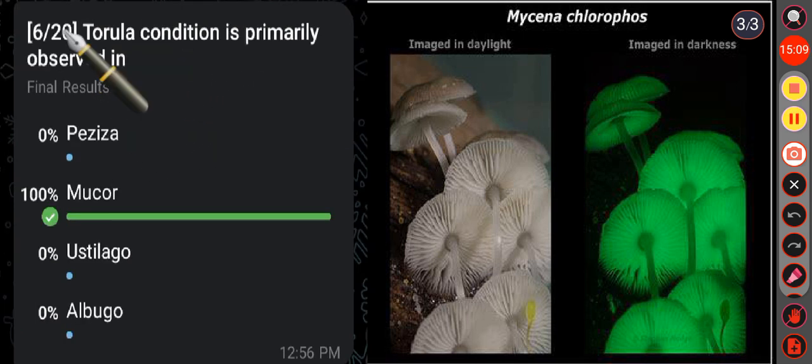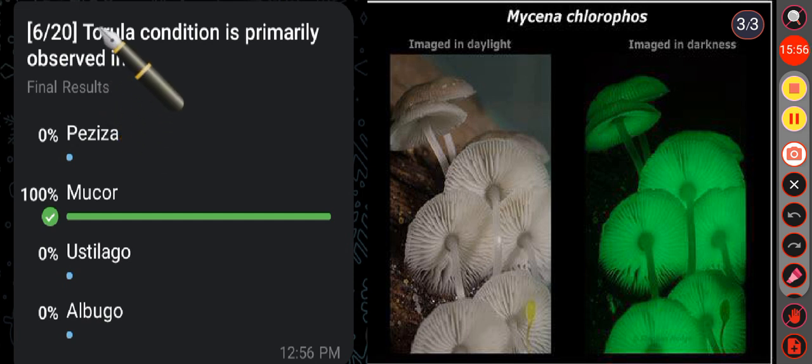Then next question, torula condition is primarily observed in option A Peziza, option B Mucor, option C Ustilago, option D Albugo. Here the correct answer is option B, that is Mucor. In Mucor, when it is allowed to grow on sugar rich media, it produces small spherical cells which are known as oidia. The oidia are thin walled structures. Then after formation, the oidia get detached from the body of the Mucor and multiply by budding like in yeast. And this stage is known as the torula stage.